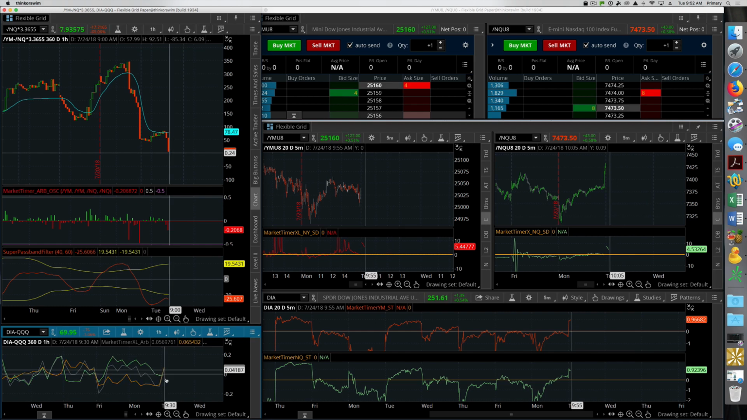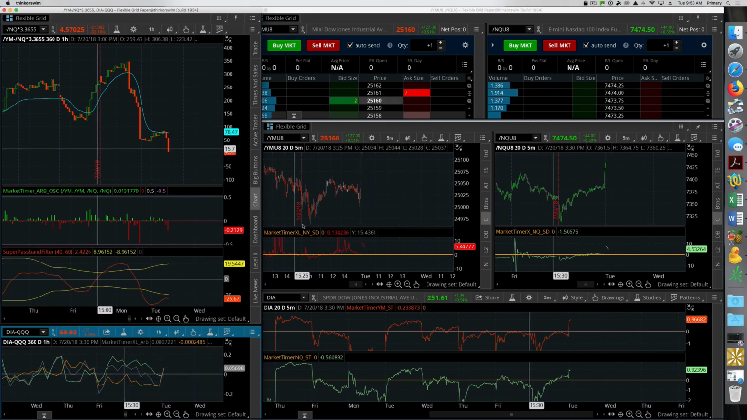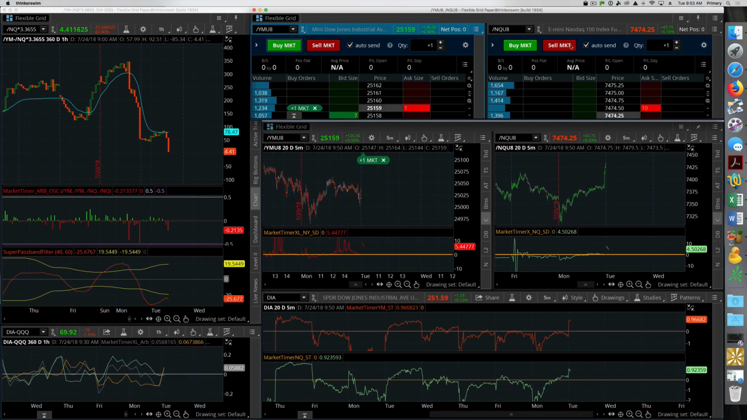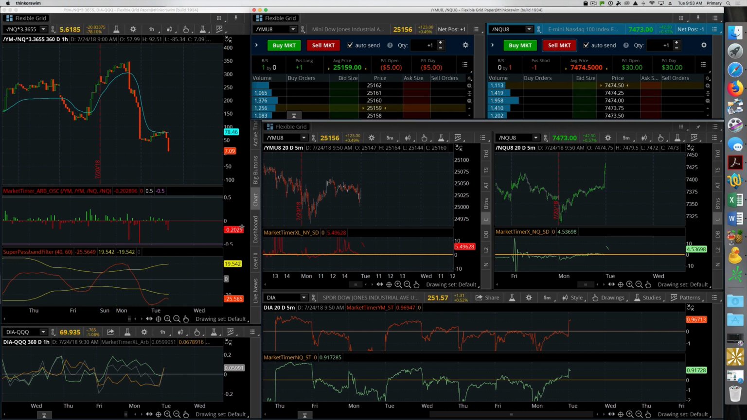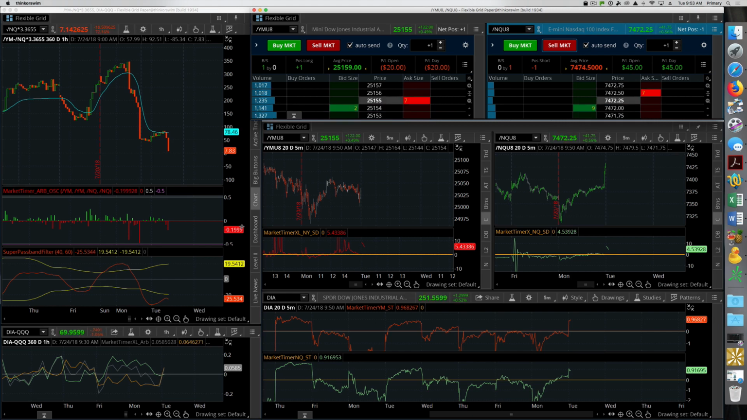Okay, so now we have both lines and the green line starting to move up here. So I'm going to go ahead and take a long position, which means buying the YM, selling the NQ. When you're going short, you sell the YM, buy the NQ.